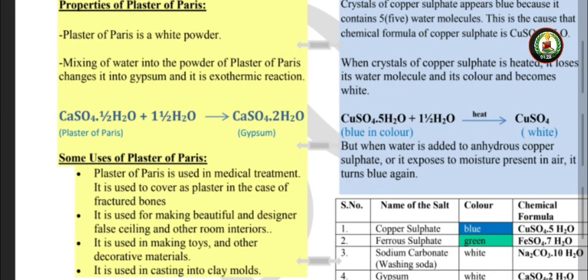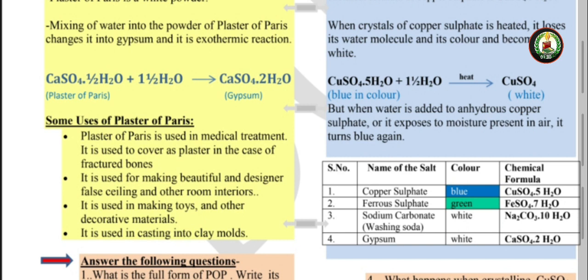Here the reaction is given, students, CaSO4 ½ H2O, it means POP, plus water. When we add water to POP, the product is gypsum and it is an exothermic reaction.